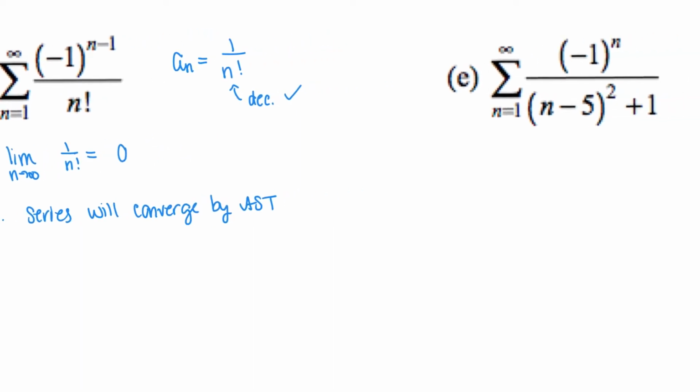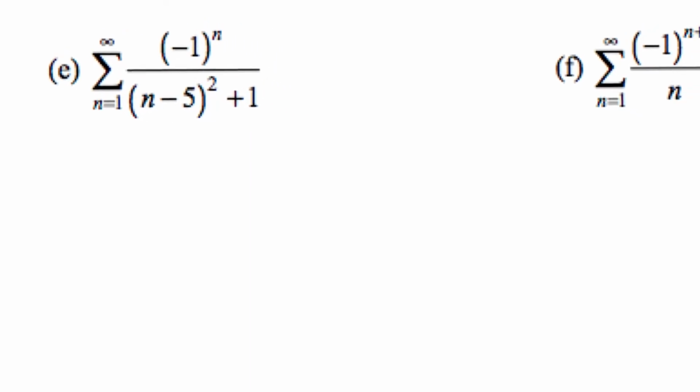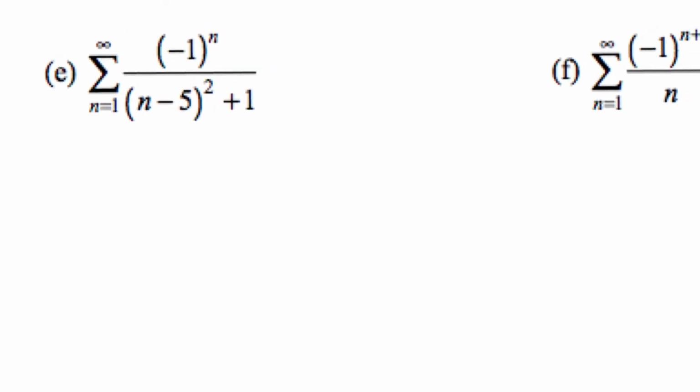Let's take a look at the next one, E. All right, so here I have that alternation with the negative 1 to the n. My a sub n then is going to be 1 over (n minus 5) quantity squared plus 1. So if I take a look at the limit as n approaches infinity of 1 over (n minus 5) squared plus 1, that does equal 0, so I'm good there.